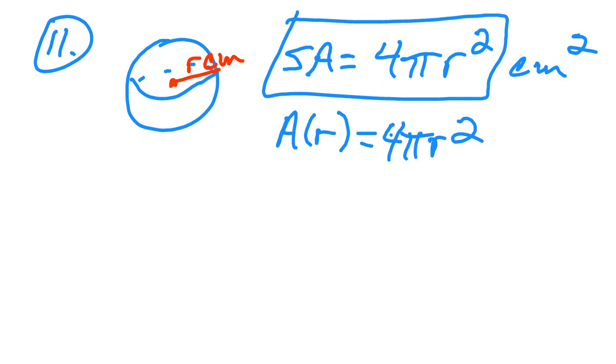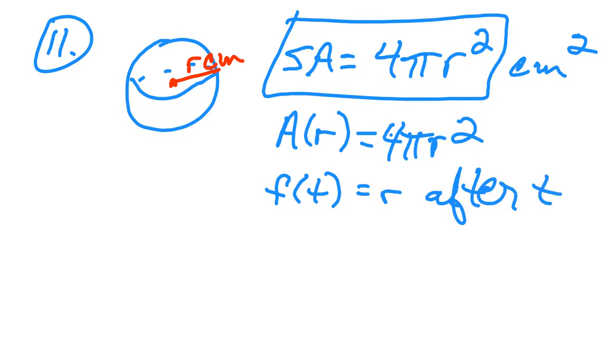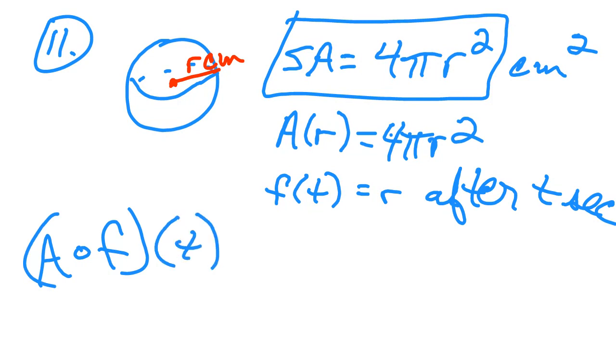And then it says, if f of t centimeters is the radius of the balloon after t seconds, do the following. A, compute A composed with f evaluated at t, and interpret the result. And then B, we want to find the surface area of the balloon after 4 seconds.